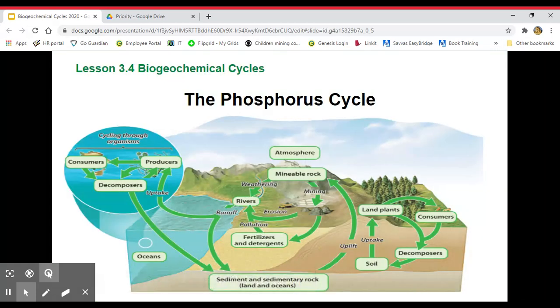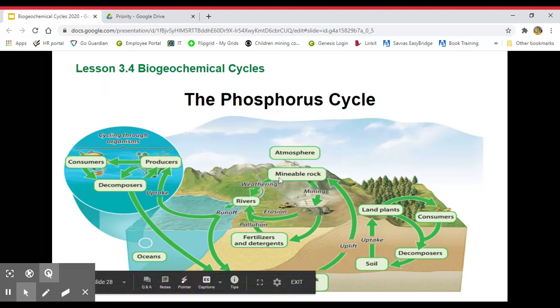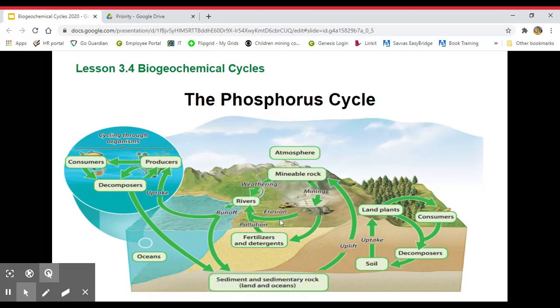And here's the cycle in a picture. This is the picture that we are going to provide to you to study from. The major ways that the phosphorus gets moved is through mineable rock. So it starts in that mineable rock. It can get mined, it can get weathered, or it can get eroded. Those are the big ways that it gets moved.